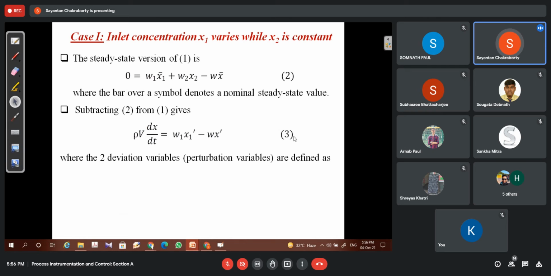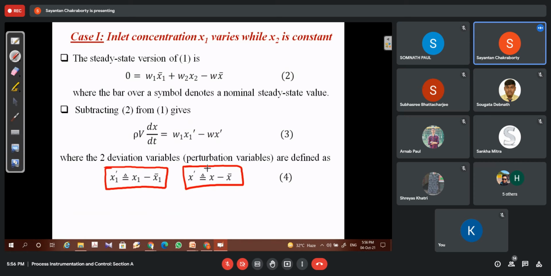What is this x1 prime? This is defined as x1 minus x1 bar, and this is very important. x prime equals x minus x bar. So this is called the perturbation variable or deviation variable. Why? This indicates the variation. This x1 is a variable, but this is constant. This is a nominal value at the equilibrium condition.